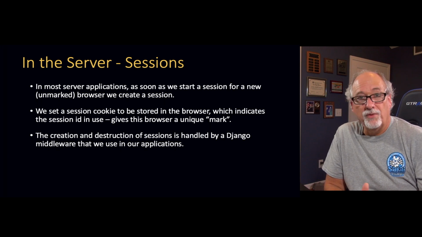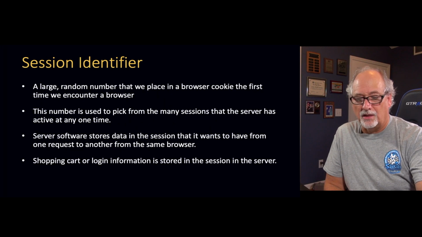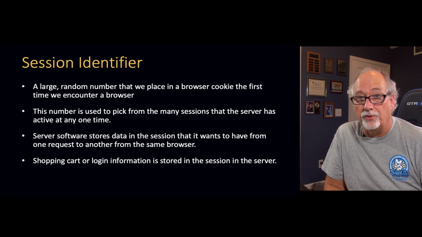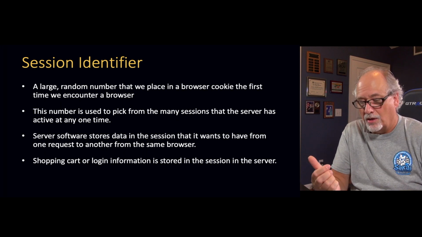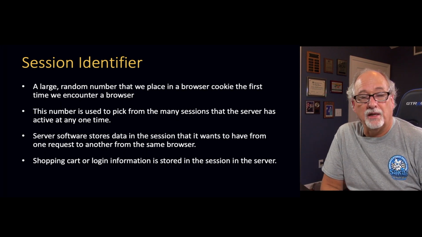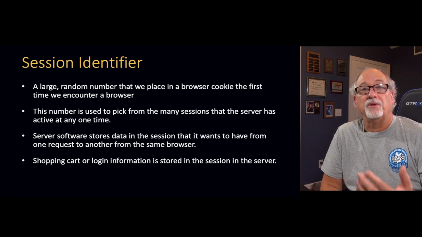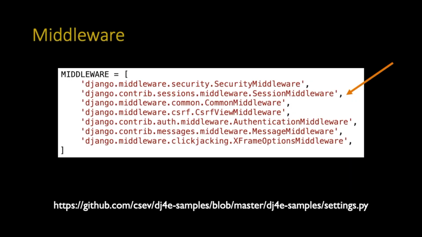So Django middleware handles the creation, deletion, the inserting of data, the deleting of data, and the updating of data in these sessions. The session identifier is a large random number that we put in a browser cookie the first time we meet a browser, and then we store using that same number a bit of data on the server. Later, when that cookie comes back in on an upcoming request, we look up the session data and then reassociate it with the request before we go through urls.py and into our views.